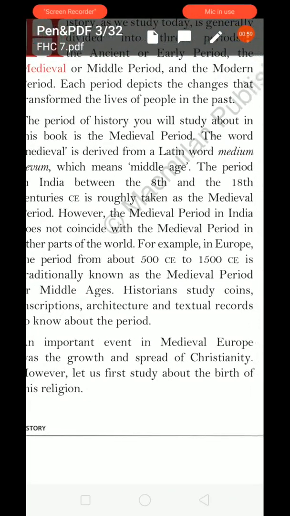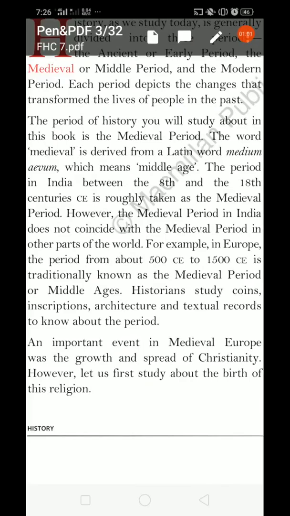An important event in medieval Europe was the growth and spread of Christianity. In Europe, the medieval period is most famous because in this period Christianity spread all over the world. However, let's first study the birth of this religion. Now we'll discuss the birth of this religion, when it arose.